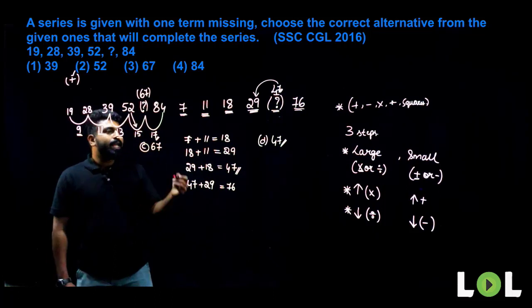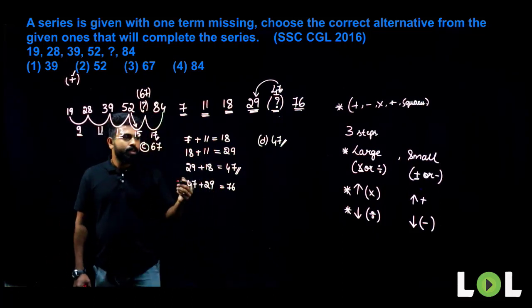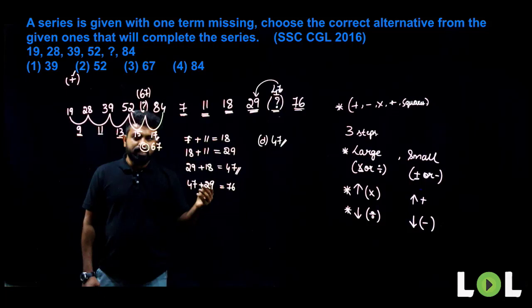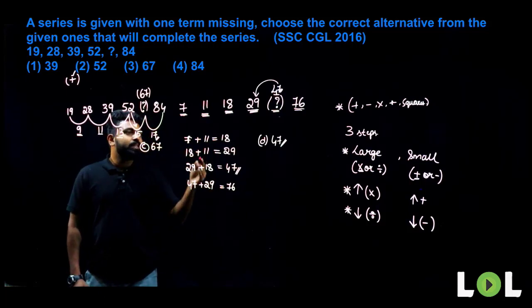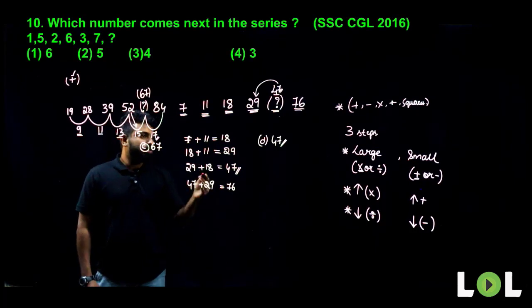So what's our next question then? What does it say? Find the wrong number in the series. Okay, let us deal with this at the end of this class. Now let us move on to the next question then. Then what is the next question? Which number comes next in the series?